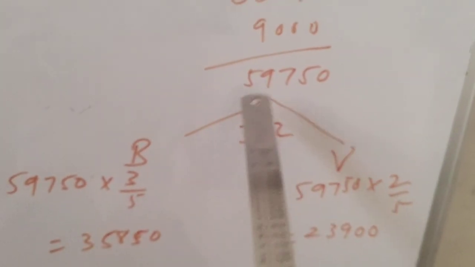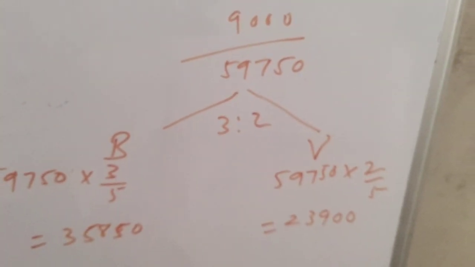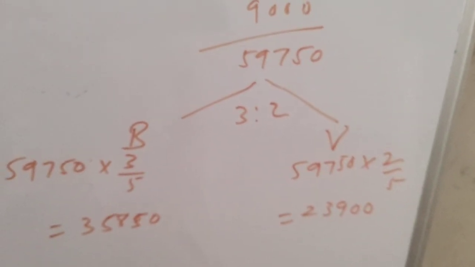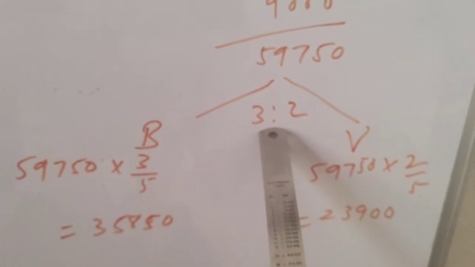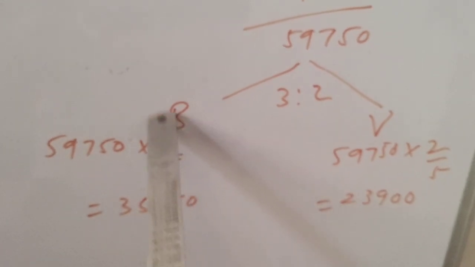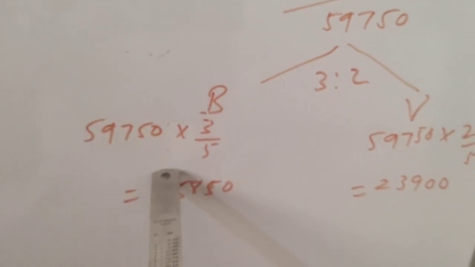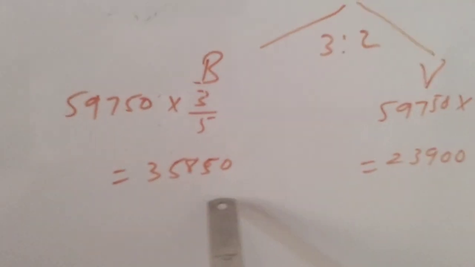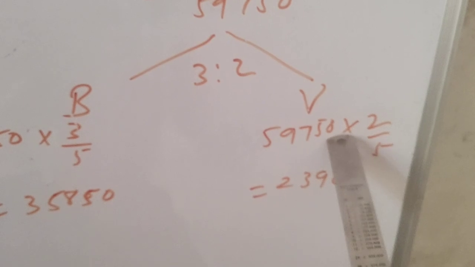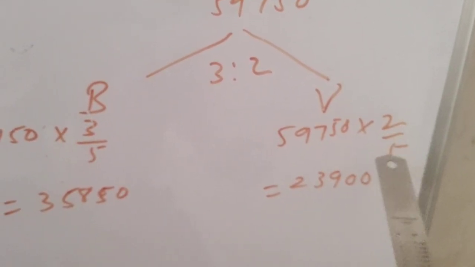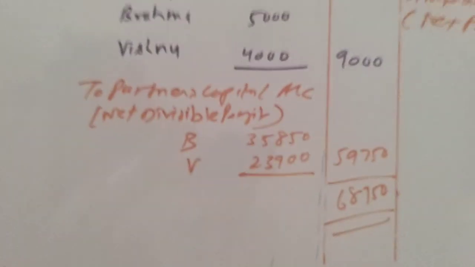I repeat, this amount 59,750, which is known as divisible profit, will be distributed between the partners. In which ratio? In their profit and loss sharing ratio. And the profit and loss sharing ratio is how much? 3:2. So Brahma and Vishnu. Brahma is getting 59,750 into 3/5. The amount is 35,850. Vishnu is getting 59,750 into 2/5. That is 23,900.